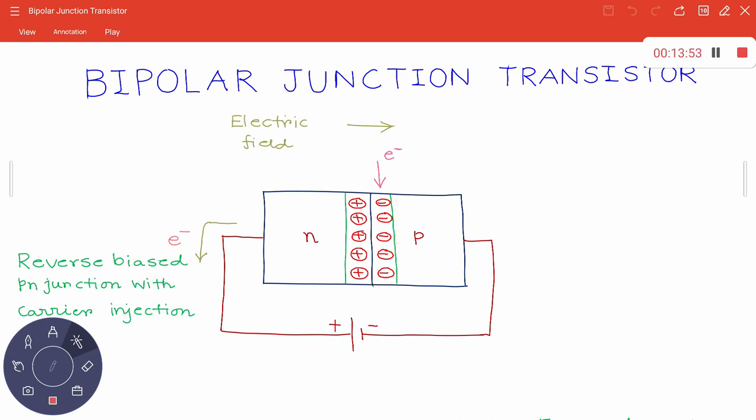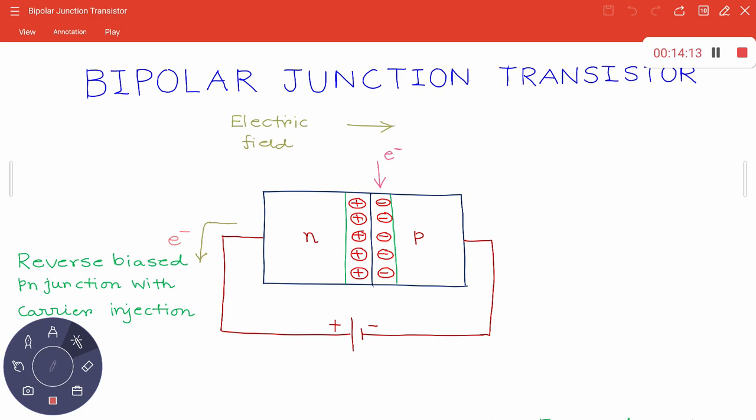For the time being, let us assume that the doping concentration of this and the doping concentration of this are almost the same. That means suppose it is 10 to the power 15 or 10 to the power 17 atoms per cc. Here also 10 to the power 15 or 10 to the power 17 atoms per cc. Something like that. That means they are moderately doped.